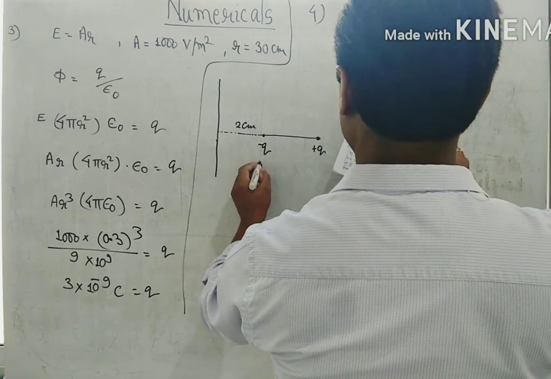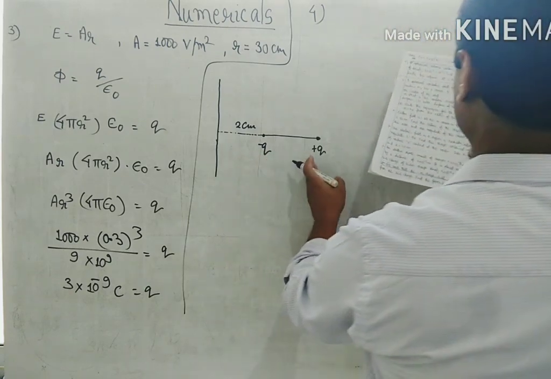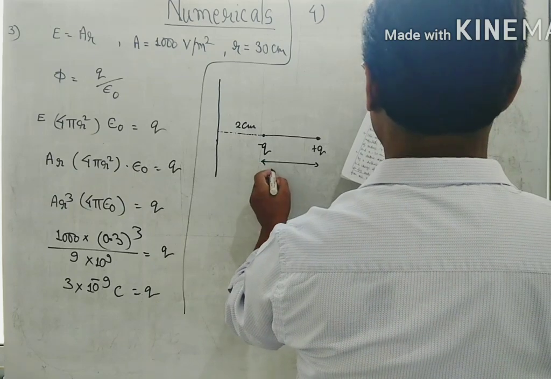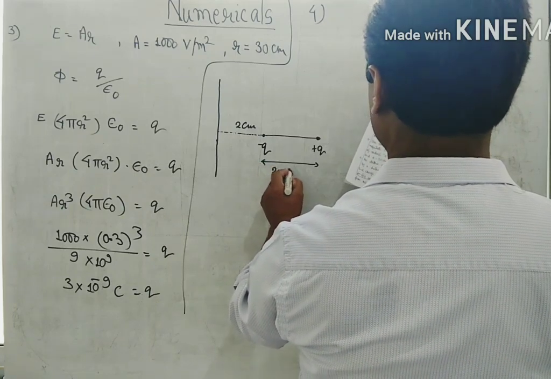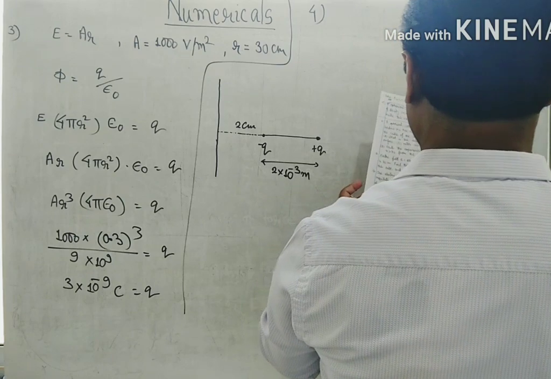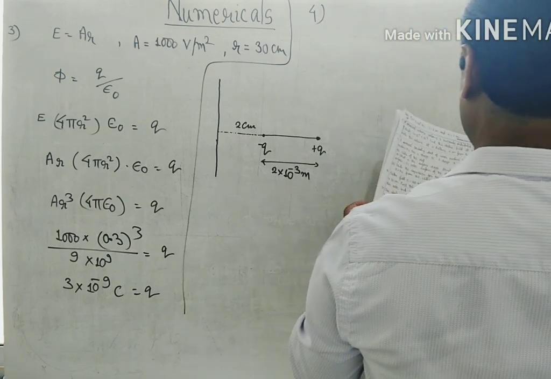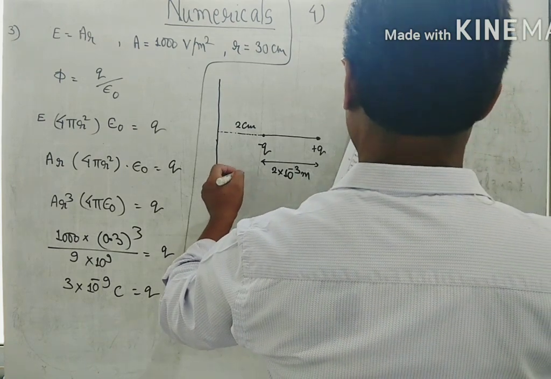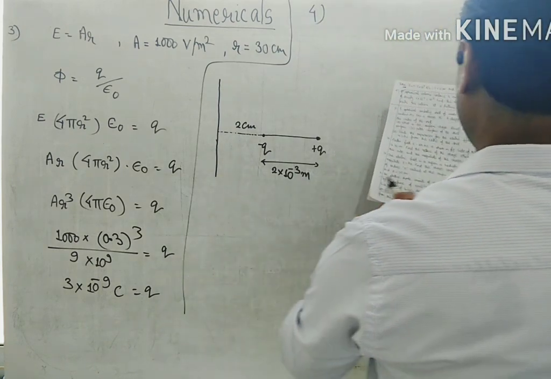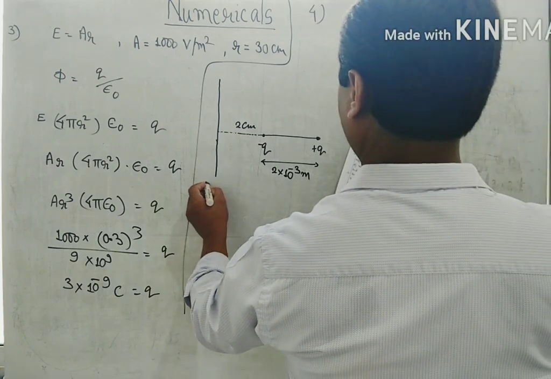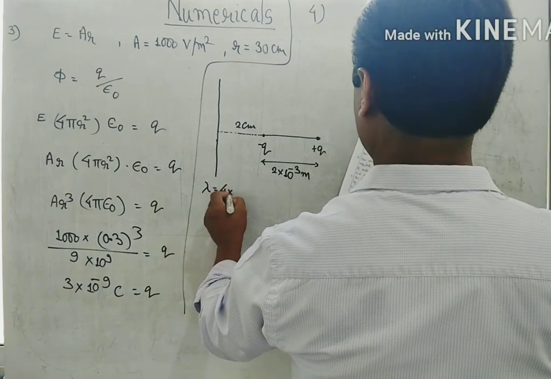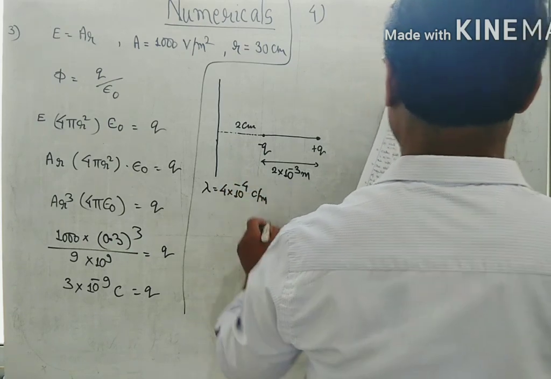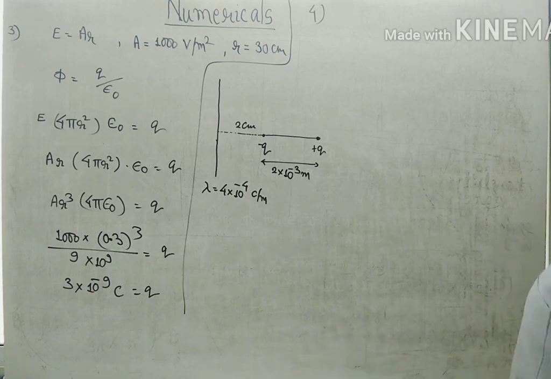This is minus q, 2 into 10 power minus 8. This is plus 2 into 10 power minus 8. And the separation between them is given to be 2 into 10 power minus 3 meter in the question. And here the line charge density, negative charge lambda, is given to be 4 into 10 power minus 4 coulomb per meter. This is the information given in the question.